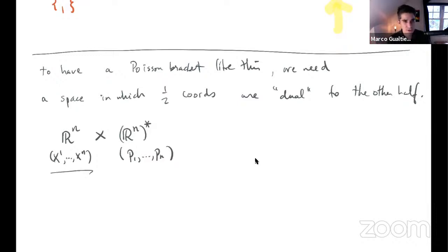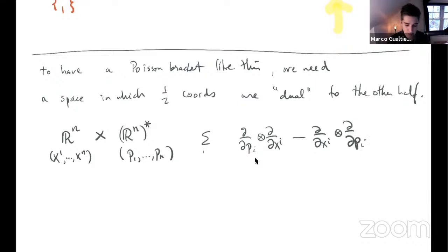So the choice of the x's, the choice of exactly what my coordinates are, if you rotate them around, let's say, is like a choice of bases for the vector space. And that choice of basis determines a choice of dual basis. So if I change the x's, I will have to change the p's via dual basis transformation. And it's exactly in this scenario where you have this expression, the sum of d by dpi tensor d by dxi minus d by dxi tensor d by dpi. It's because of the fact that half of the coordinates are dual to the other half that allows us to produce this operation.